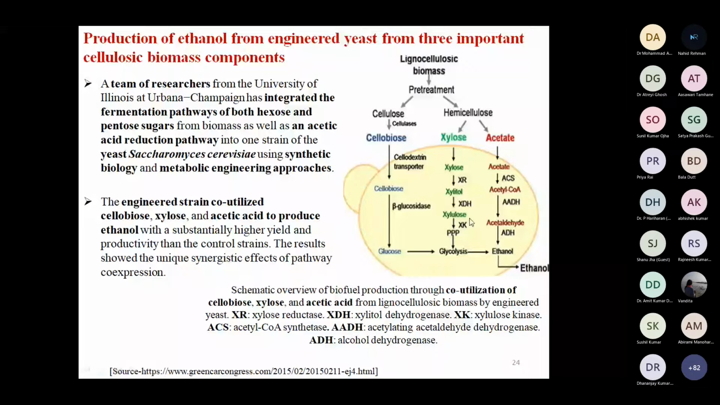Xylulose will be further converted by xylulose kinase to PPP, the pentose phosphate pathway. From there, it is entering into the glycolysis.